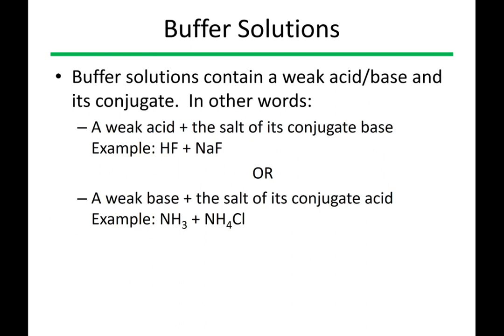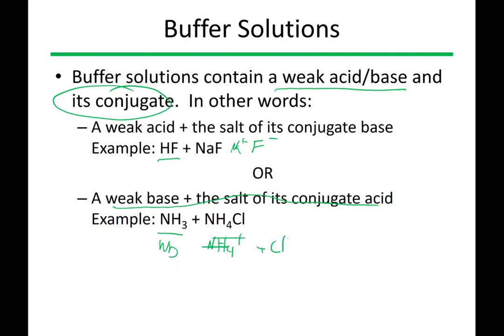It's going to be something that contains a weak acid or weak base and its conjugate. So in other words, a weak acid plus the salt of its conjugate base, so something like HF, and then its conjugate base would be F minus. And to have that salt would have NaF, or a weak base plus the salt of its conjugate acid. So something like NH3, a weak base, and then this would be NH4 plus Cl minus, and this is its conjugate acid. It has to be a conjugate pair for it to work as a buffer. So it can't just be any weak acid plus any weak base. It has to be a weak acid or base plus its conjugate.